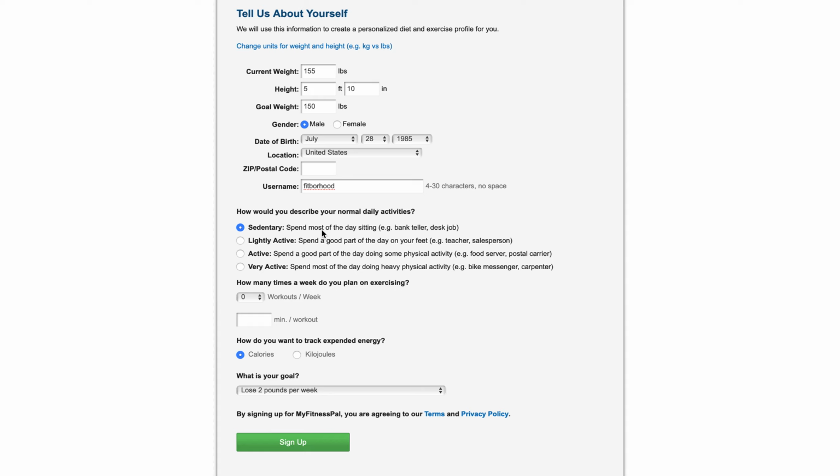So I spend my 8-hour workday at a desk. When I come home and I'm not working out, I'm sitting working on a blog, watching TV, playing Xbox, eating out with friends, something like that. So their good examples are a bank teller, desk job. That's pretty obvious. The lightly active, if you spend a good part of the day on your feet, a teacher or salesperson, and I'd say, on your feet, but not doing strenuous labor.